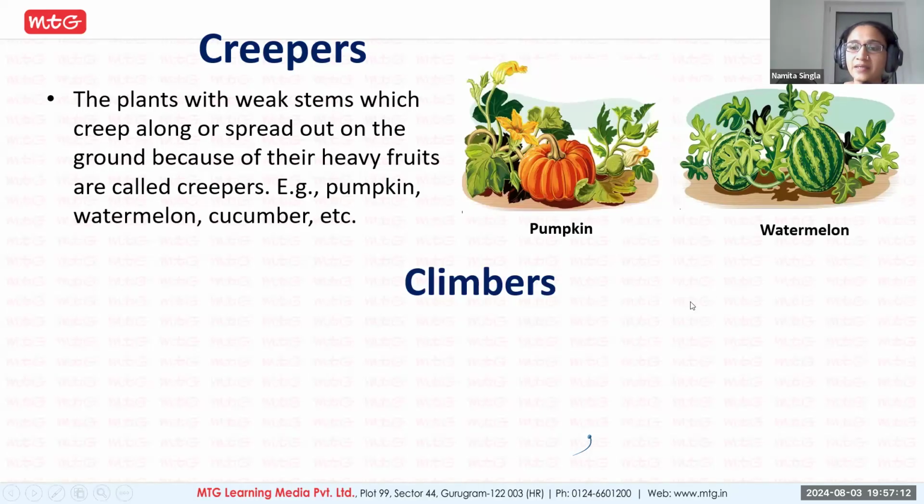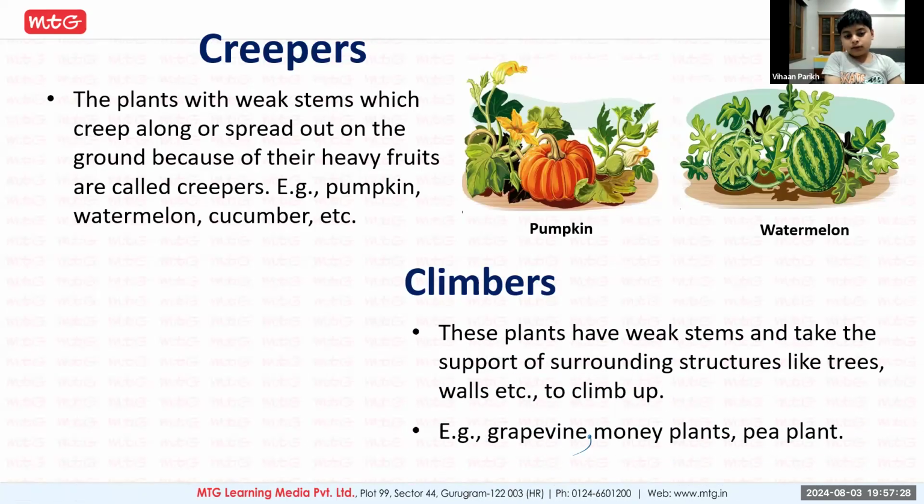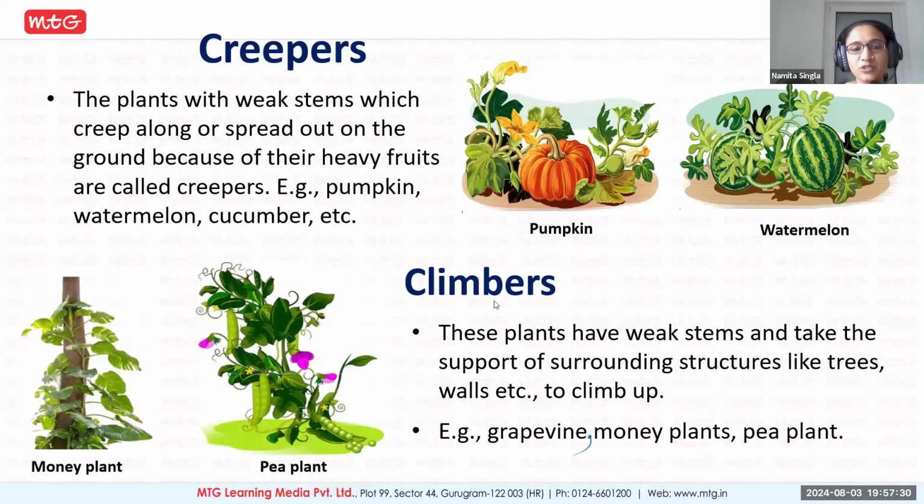Vihan Parith, can you give me the examples of climbers? Yes, ma'am. The examples of climbers are bitter gourd and bottle gourd. Bitter gourd and bottle gourd. I think you have given me the examples of creepers. Gourds are, I think, creepers. Vihan, I will check it out and will let you know in the next session. Bitter gourd and bottle gourd, are they creepers or climbers? Let me note it down.